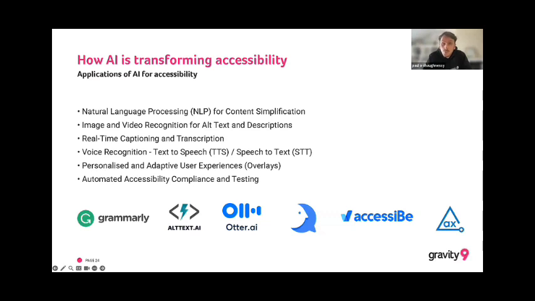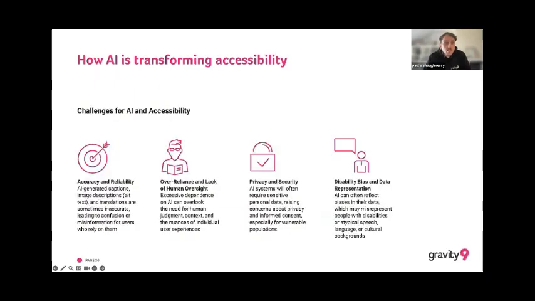So that's why it's very important that you don't solely rely on these AI systems to fix all your problems. You still have to have a human in the loop overseeing what's happening with this AI automation. Not to mention you must test with real people to ensure that you're designing and providing an accessible and full experience for disabled and non-disabled people. So, challenges for AI and accessibility.